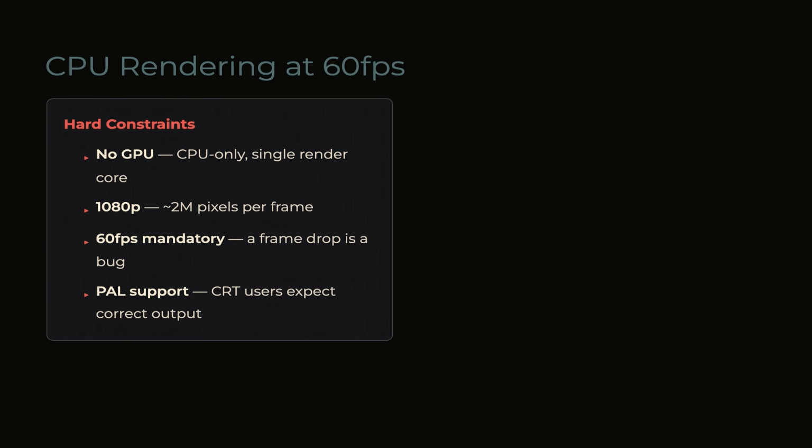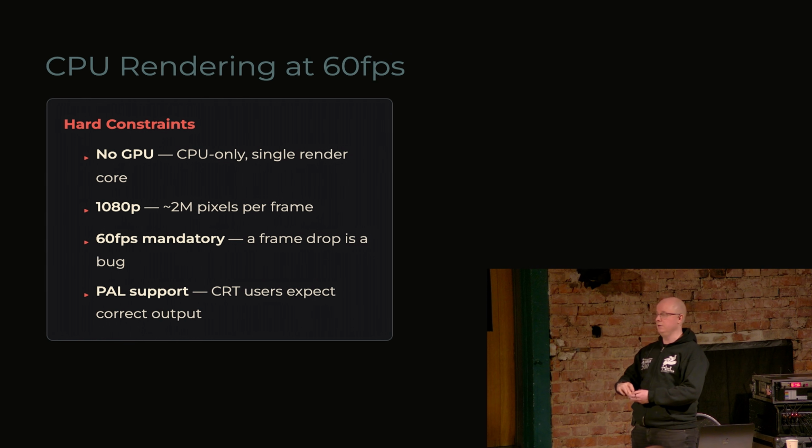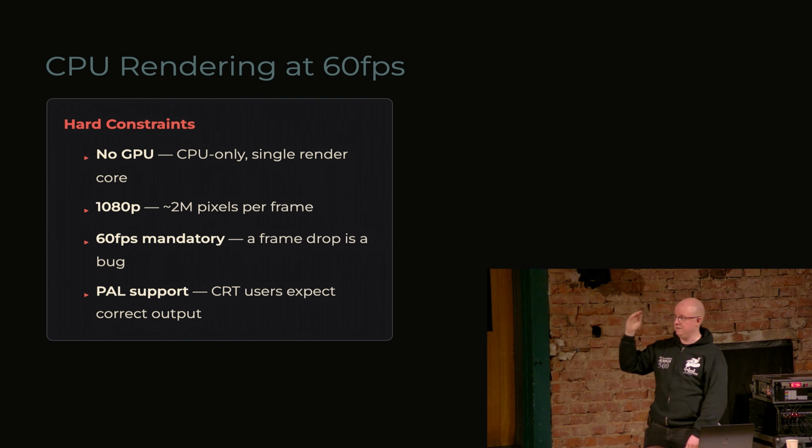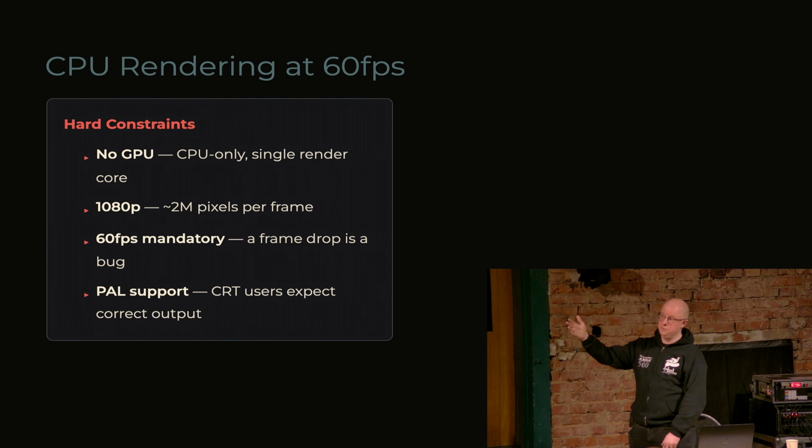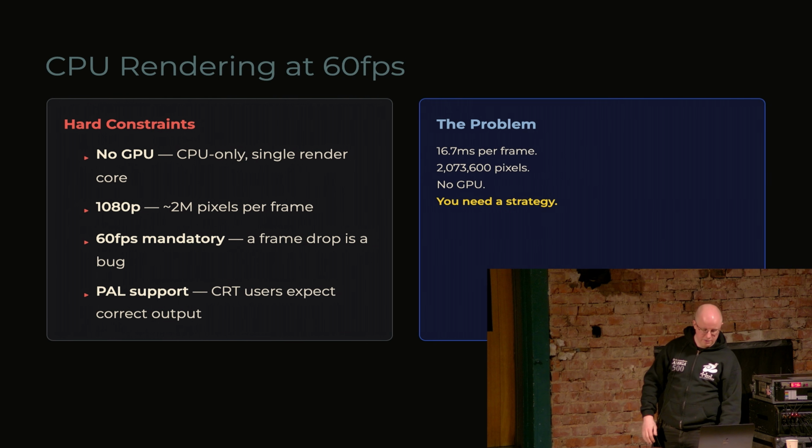So the constraints then are that I have no GPU, it's only CPU rendering. I'm targeting 1080p, so it's around 2 million pixels per frame that I need to draw. And 60 FPS mandatory. A frame drop is a bug in my world. Other thing is that I still need to support PAL resolution. So the idea is that people will also connect this to CRTs, so it needs to be able to scale down. The PAL support is not a problem in itself because the resolution is lower, right? But it still needs to be able to support this and look good. So that's the problem, right?